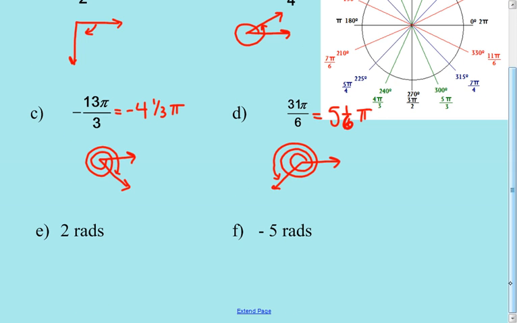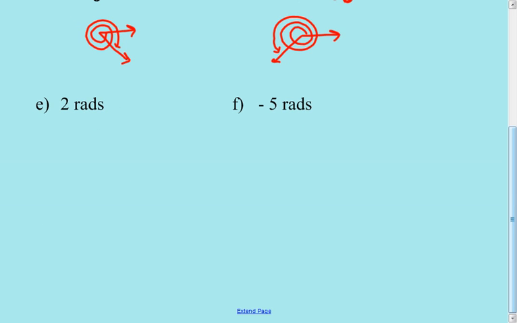And then these last two, again, do not have any pi symbols in them. And when they don't have pi symbols in them, I want you to think of that unit circle as decimals. So this would be 0 as I start, and 1.57, and 3.14, and 4.71. And then once I go all the way around, 2 pi is 6.28.